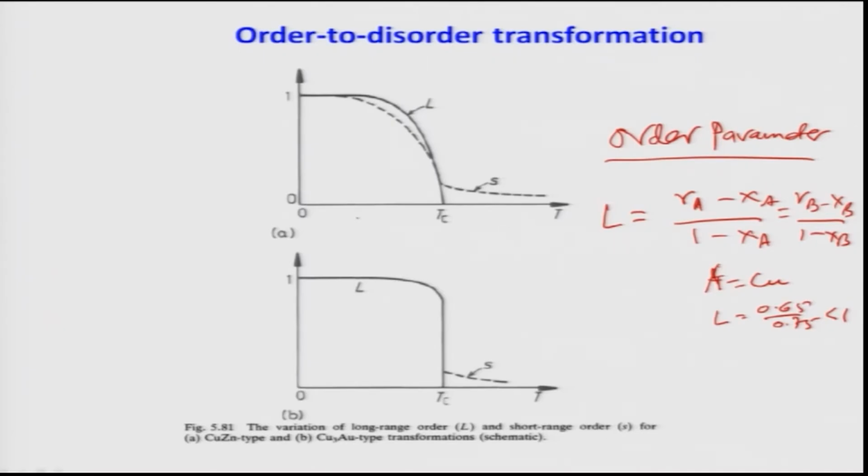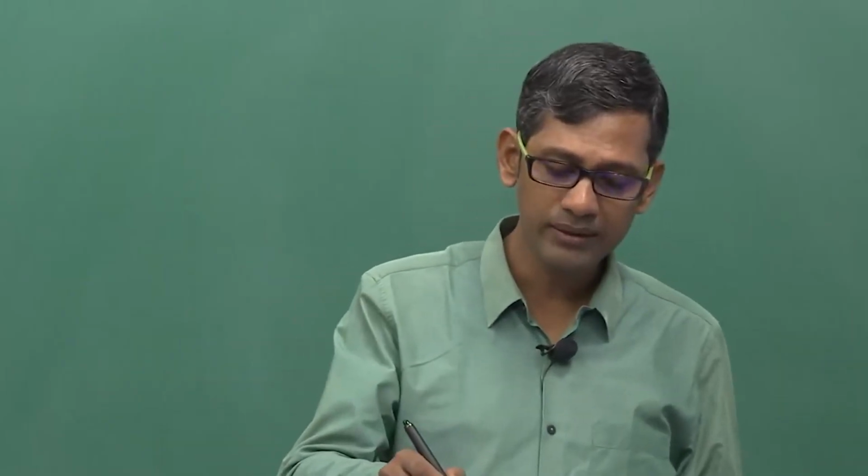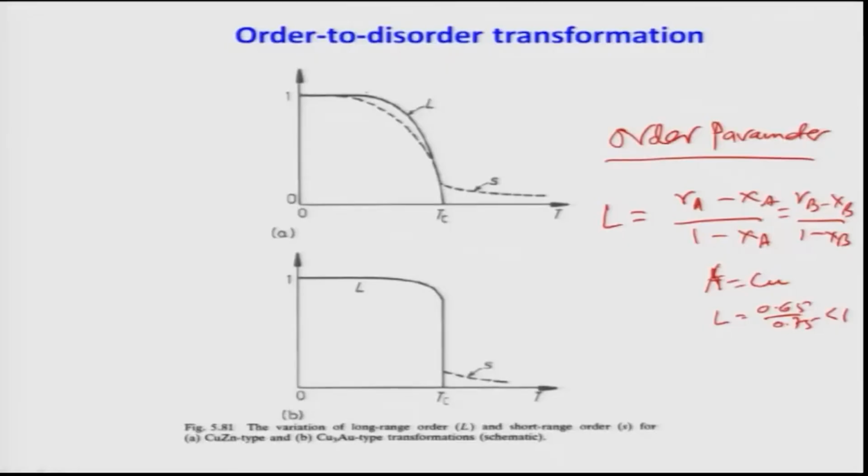Remember, at absolute 0 it will be 1, because at absolute 0 there will be no defects present, all the atoms will occupy the fixed positions, and then it slowly maintains that value up to a certain temperature, above which the disordering phenomenon starts happening. The more atoms go to occupy the other sites than the specified ones, the L will slowly decrease, and then at Tc it becomes 0, correct.